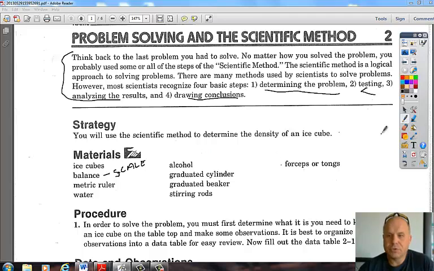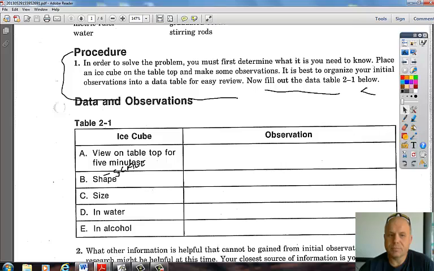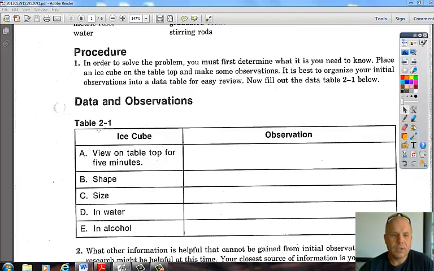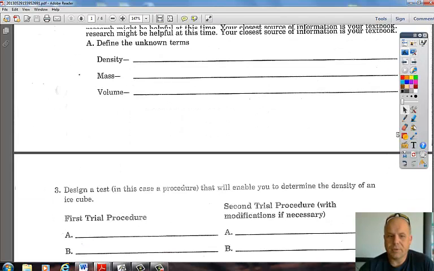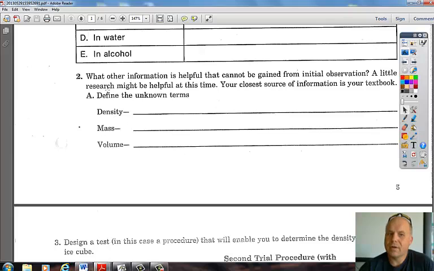From there, you should be able to go ahead and read some of the directions. It gives you a procedure, and you're going to record some data observations. Now look, at the bottom of this, it's going to ask you for some definitions. What I want from you on those definitions is for you to write them right here in your own words.